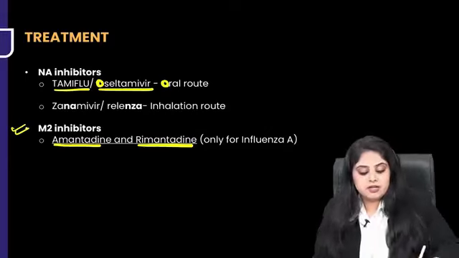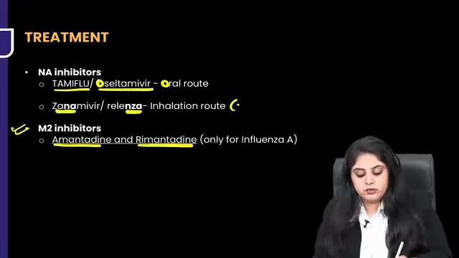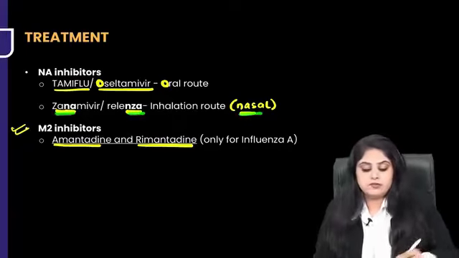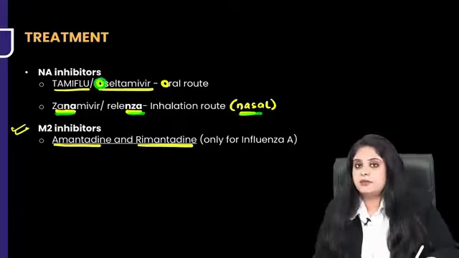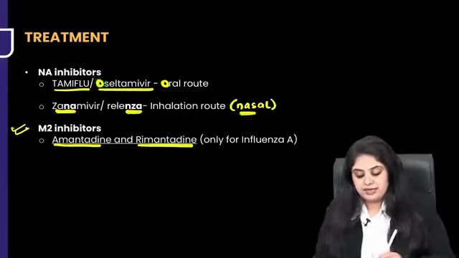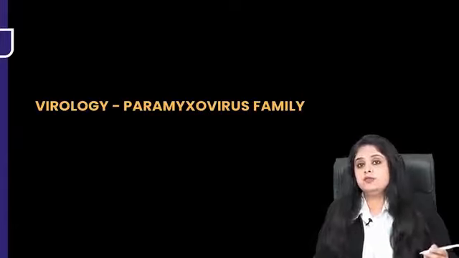Apart from that, there is a drug called zanamivir and Relenza. What is coming in both? The Neza sound. So this is going to go via inhalation or the nasal route. Easy to learn. Zana sounds like Neza. Relenza sounds like Neza. So this is going to go via nasal route. Whereas oseltamivir, which is Tamiflu, is going to go via the oral route. And that wraps up your Orthomyxoviridae family.